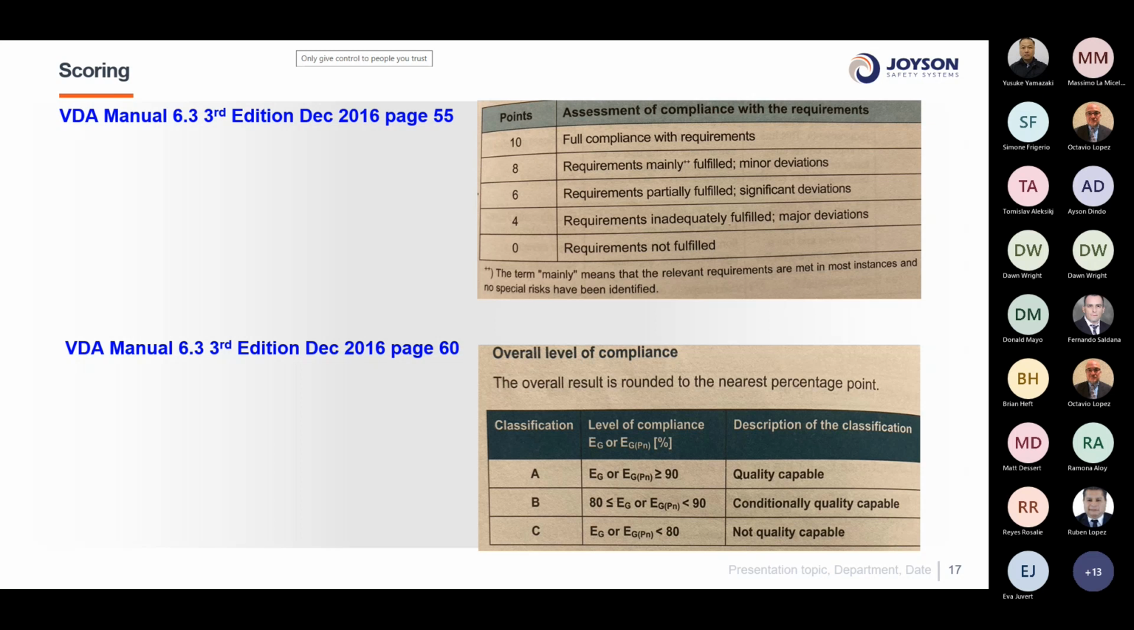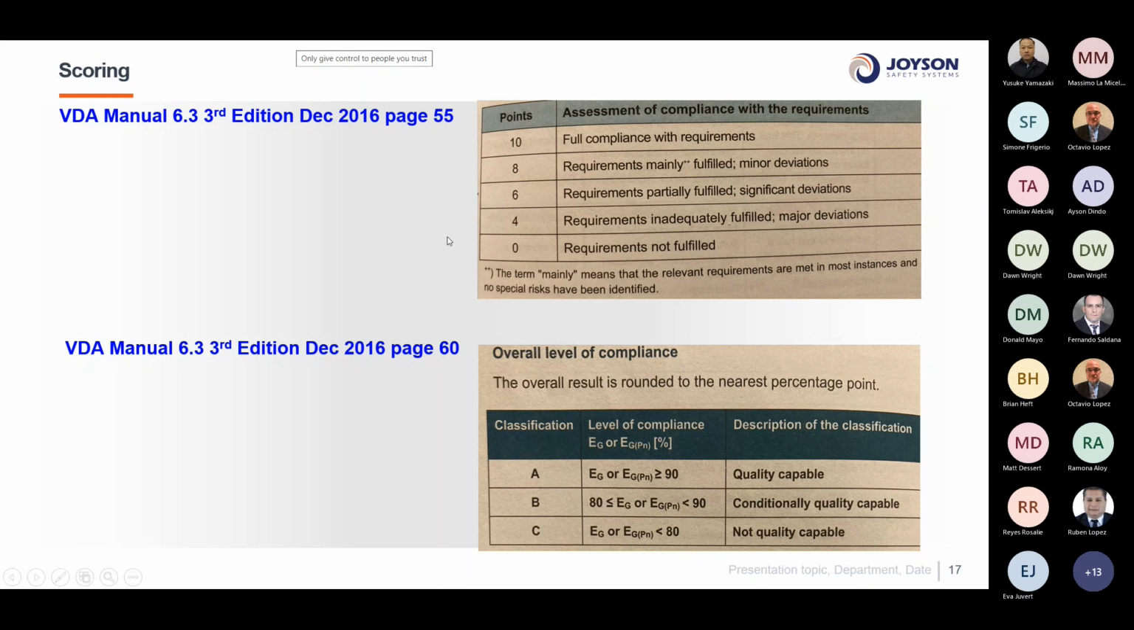It's not justified by the book. A classification change does not go on a minimum of B with 85, just so you guys know, okay? So again, just really quick: A is quality capable, B is conditional quality capable, technically between 80 and 90, and not quality capable is below 80. Just a quick overview, okay?